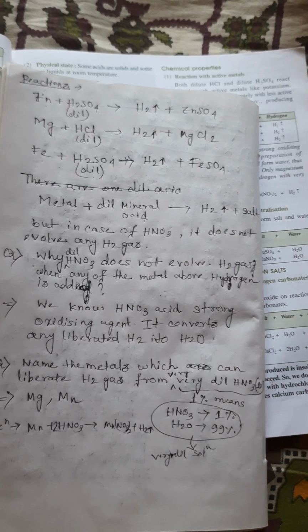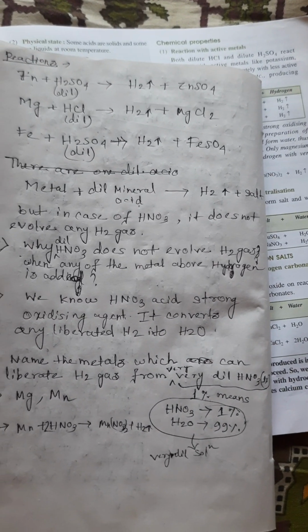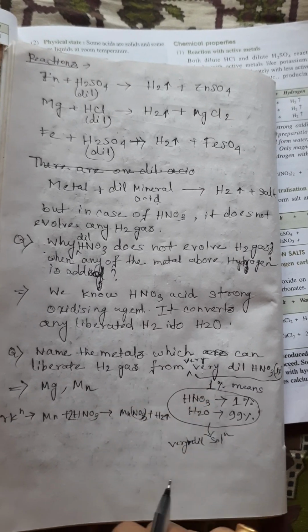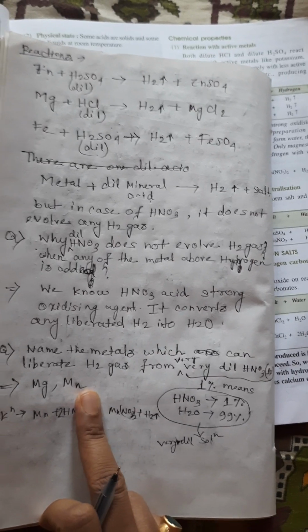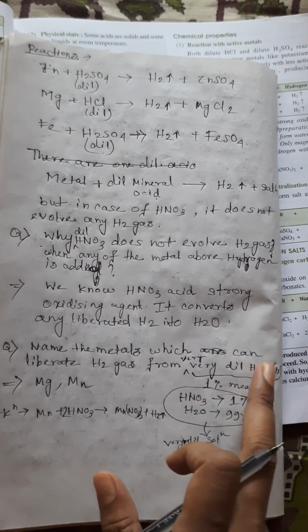In presence of these two metals, very dilute nitric acid can form hydrogen gas. So what will be these two metals? This one is magnesium and the second one is manganese. So, name the metals which can liberate hydrogen gas from very dilute nitric acid.